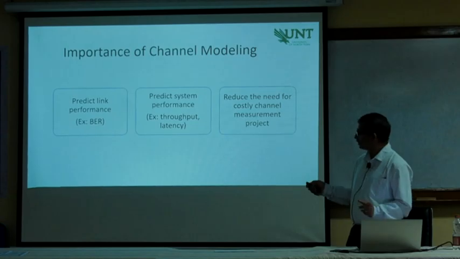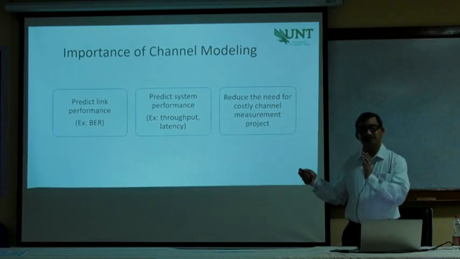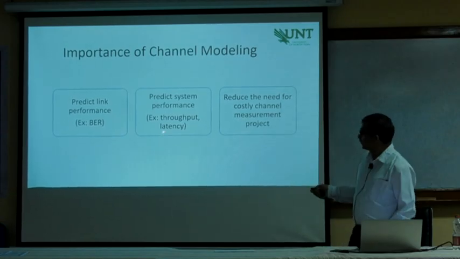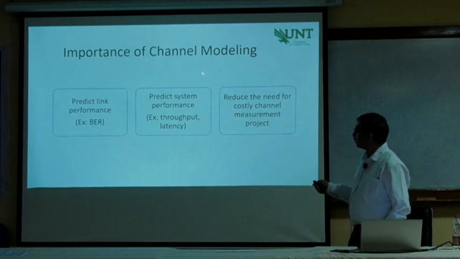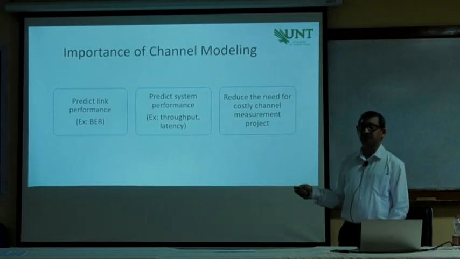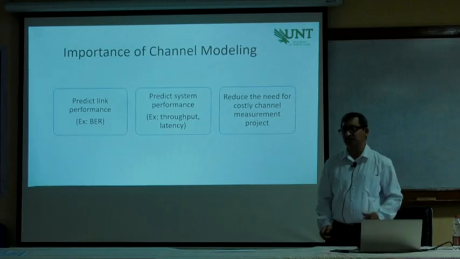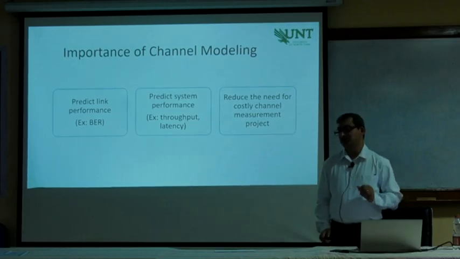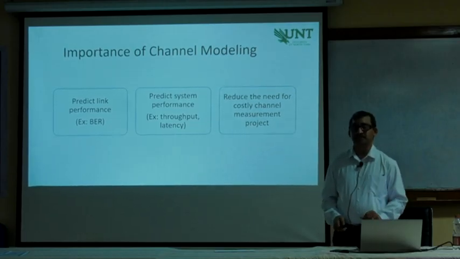You see, the reason I covered all those things is so that you are ready for this talk. Okay? Now, what is the importance? Suppose you come up with a channel model, so what? This is the same question you have to ask. Anytime you are doing research, the first question is, why are you doing it?